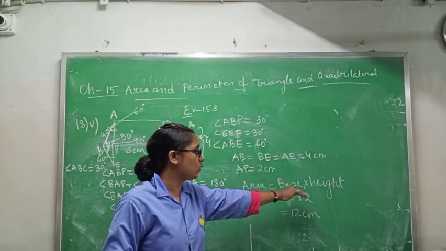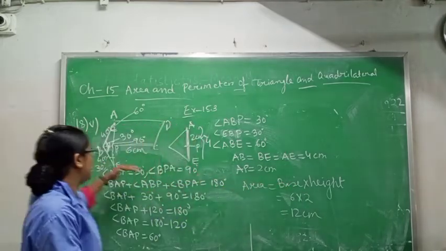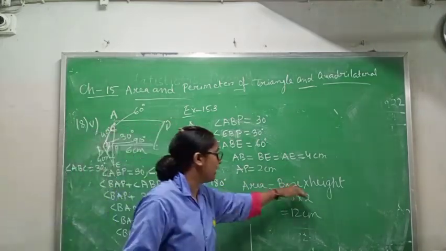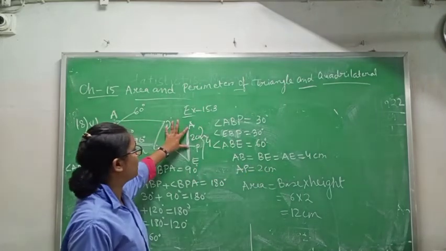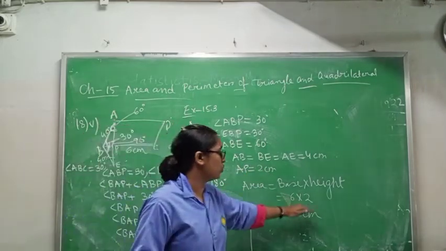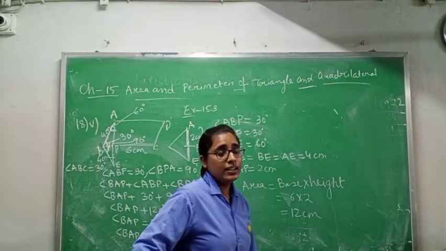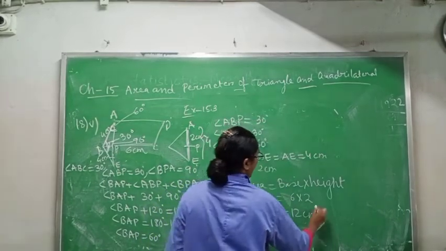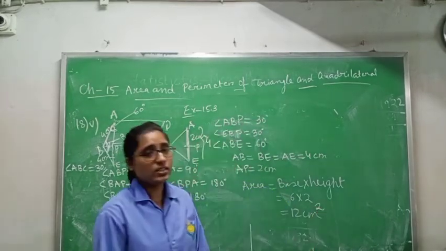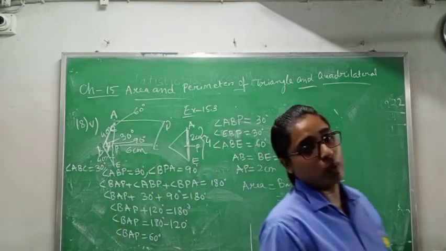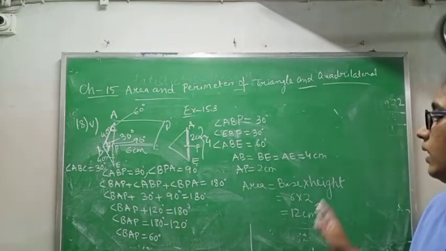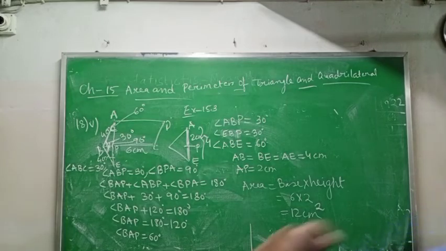Area formula is base into height. Base is 6, already given that BC is 6 cm. And height you are getting 2 cm because AP is nothing but height. So 6 into 2, 12 cm. So you will write area of 12 cm square because it is area. So area is 12 cm square. Okay, try to understand this one and please practice again and again.